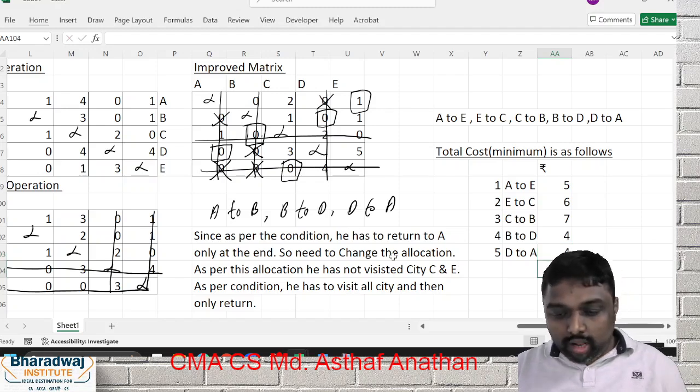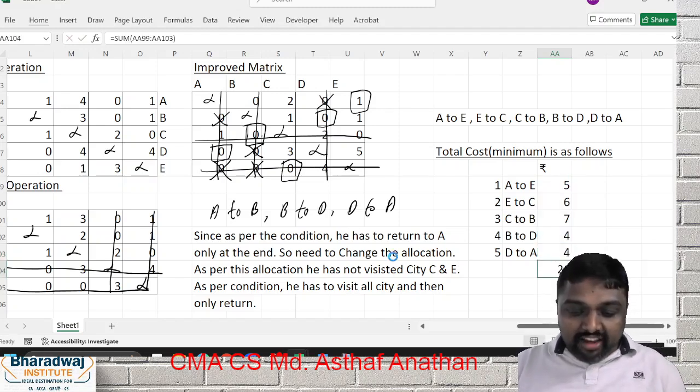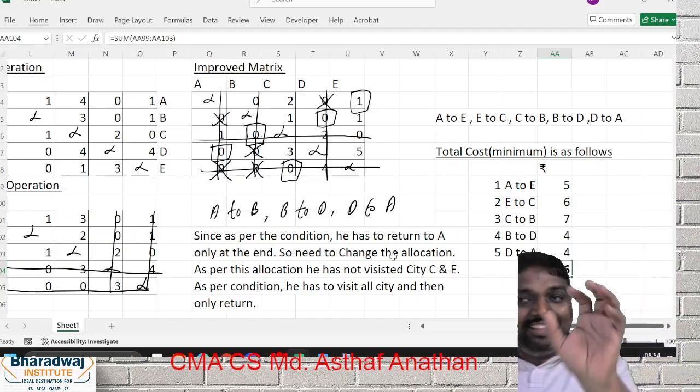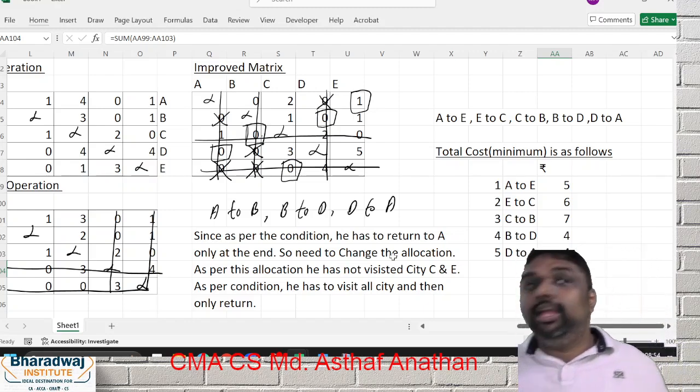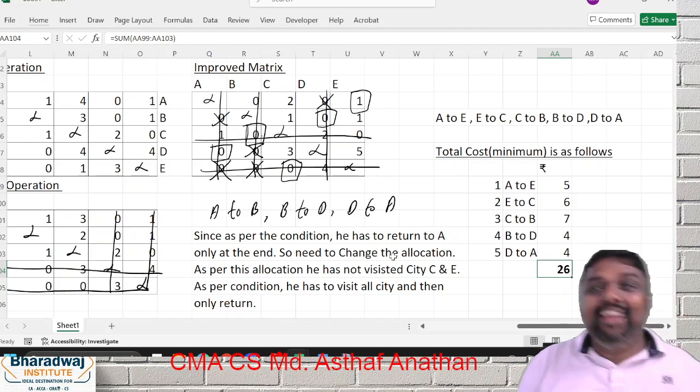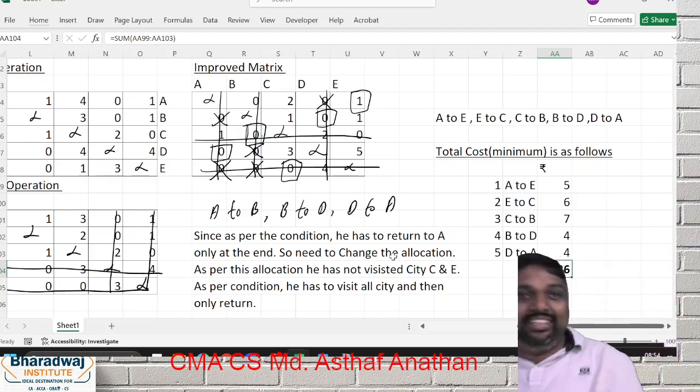4. My dear friends, you do n number of allocations, you don't get any cost lesser than this. This is the minimum cost. Sometimes it will be kilometers. So hope you are clear. This is how you have to approach a traveling salesman problem.